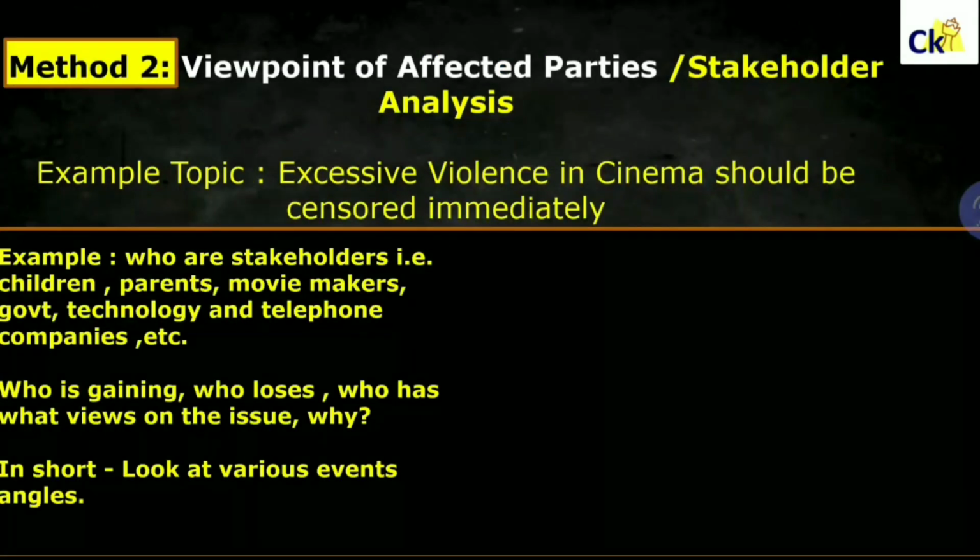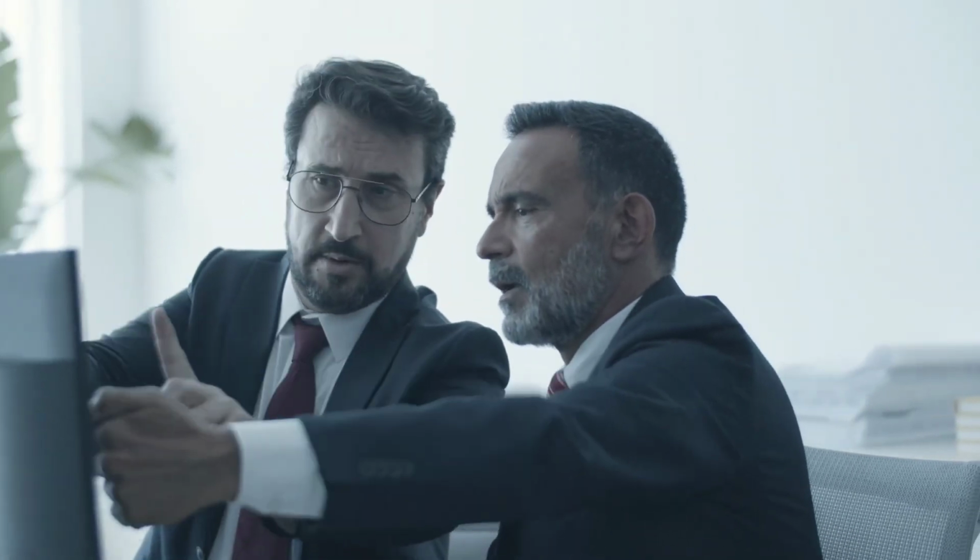In the previous slide, I left you hanging on, when we are talking about censoring immediately, the question arises as to who's doing the censoring, how will they do it, and will they do it to the satisfaction of all parties involved? And that right there is my segue or transition into method 2, which is the VAP method. For this topic, the immediate question to be asked are: who are all the interested parties? Who are all the affected parties? Who is affected by a censorship of excessive violence in cinema?